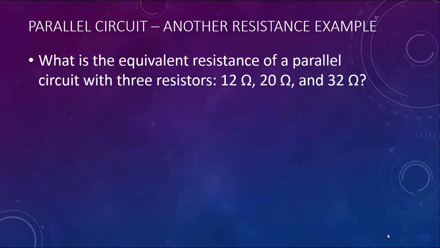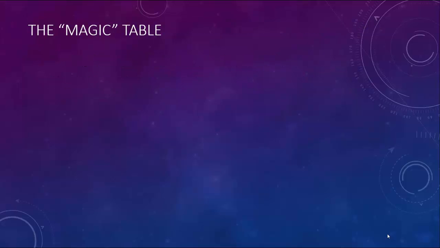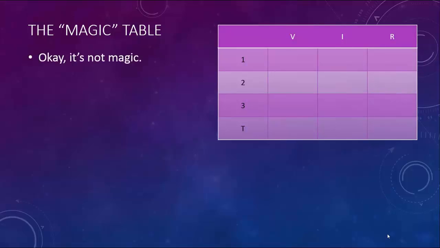Now that we know the equations for series and parallel circuits, we can use them to calculate the voltage, current, and resistance of circuits and components of circuits. To help us do this, we're going to use the magic table. Okay, it's not magic, obviously, but it's incredibly helpful. I'm going to explain how to use it, and I think that you'll find that it's a great way to organize your information, and it can help you figure out which equations to use.